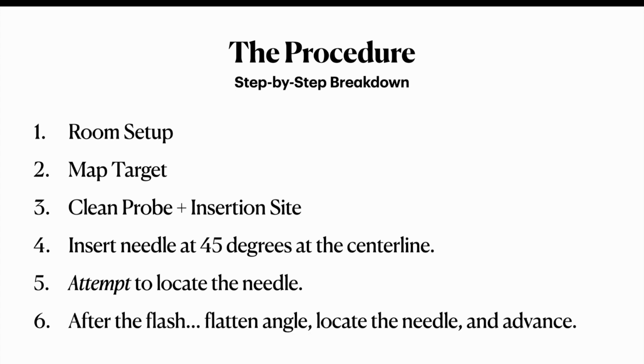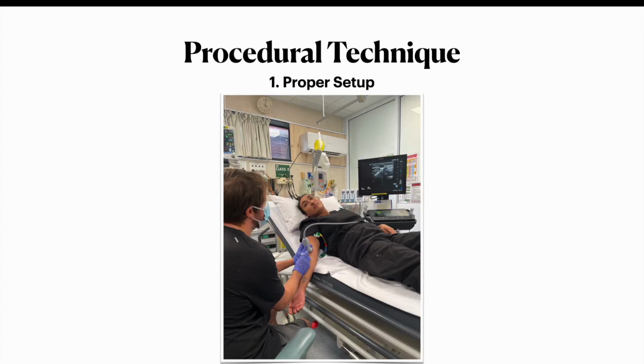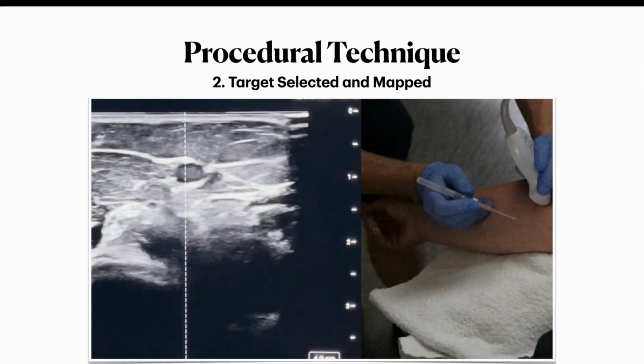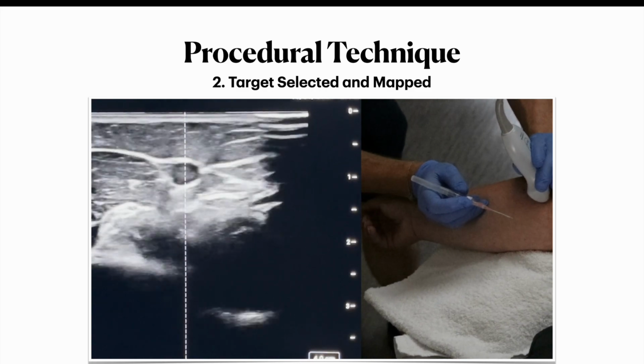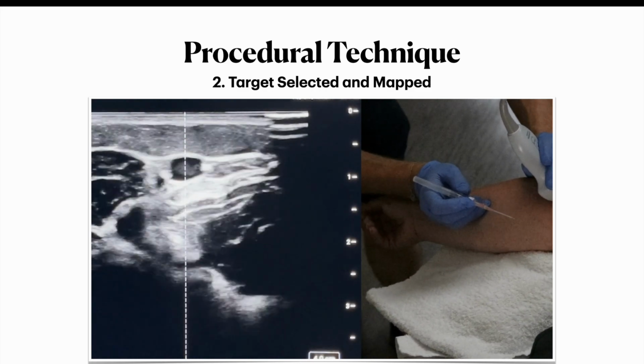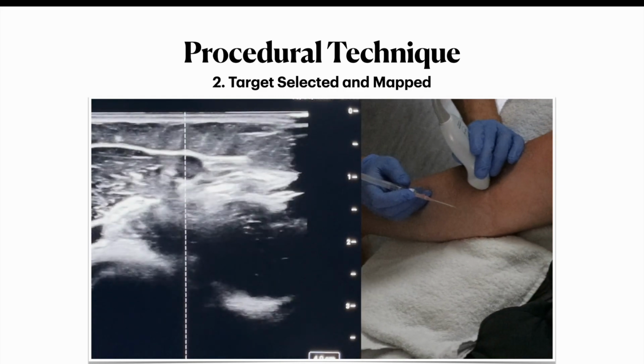And finally, once you obtain your flash, you will flatten your needle angle similarly to as you would do with a standard IV approach and slowly advance the needle, only this time using the ultrasound to identify and locate the needle as you advance. So again, there is our proper setup, which we already covered. We've mapped our target. We will attempt our insertion just proximal to that branching point of the blood vessel.